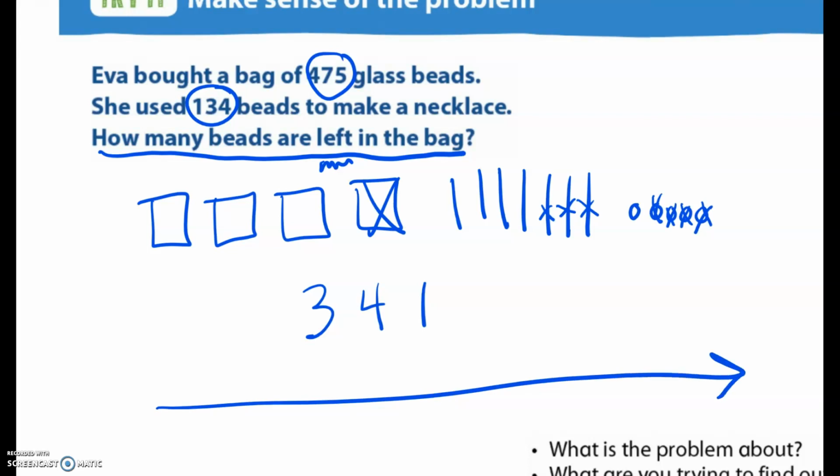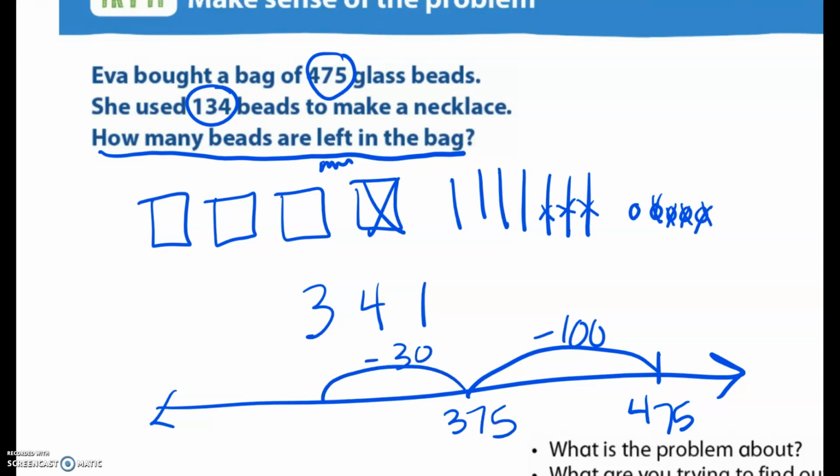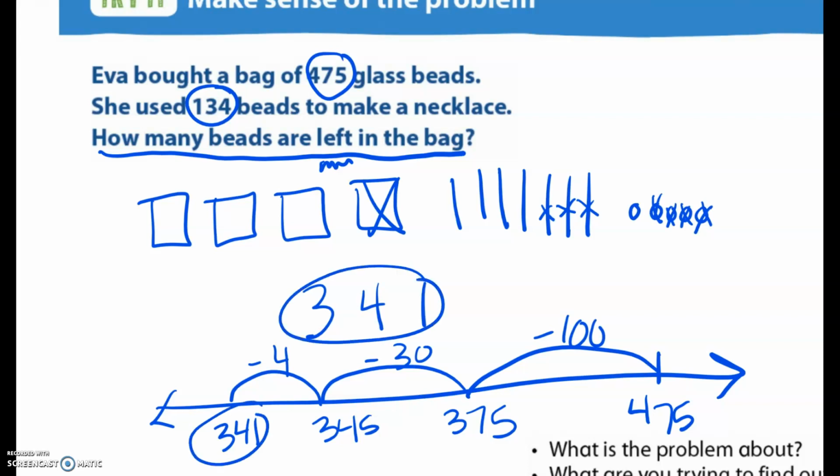Another way you can subtract is a number line. You'll start with your big number and you'll go back 100 for your hundreds, 30 for your tens, and 4 for your ones. In this case, you have to subtract as you go backwards, and I got 341 again.